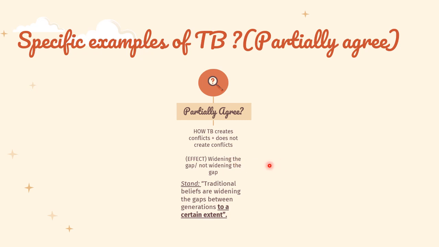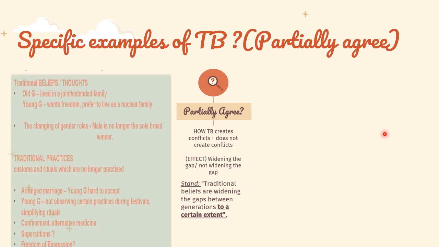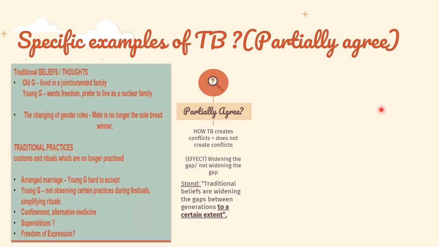So therefore, when conflicts happen, it widens the gap, and at the same time, it might not widen the gap. And what could be the possible examples? Like I said, you can pick any of these examples, maybe not all. This is just listing down first. Whichever is suitable, you feel you can put them into a logical sequence in your paragraph.